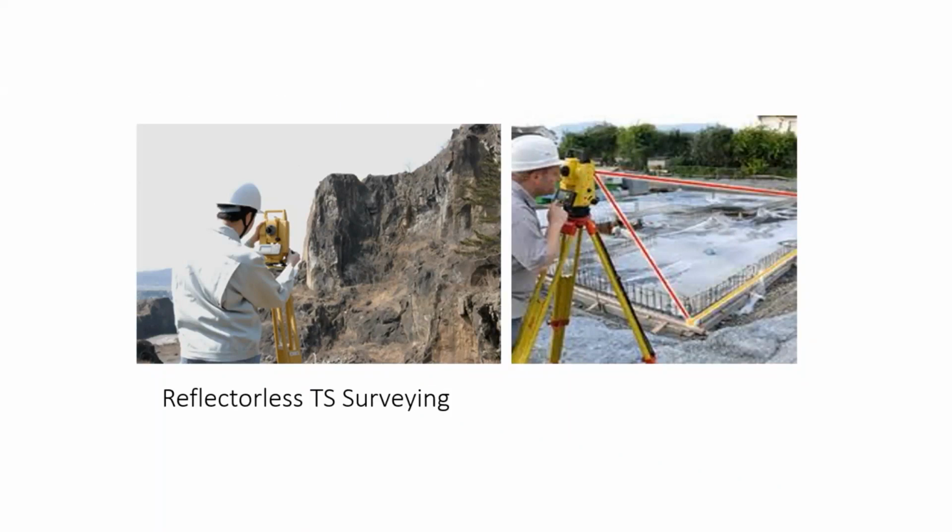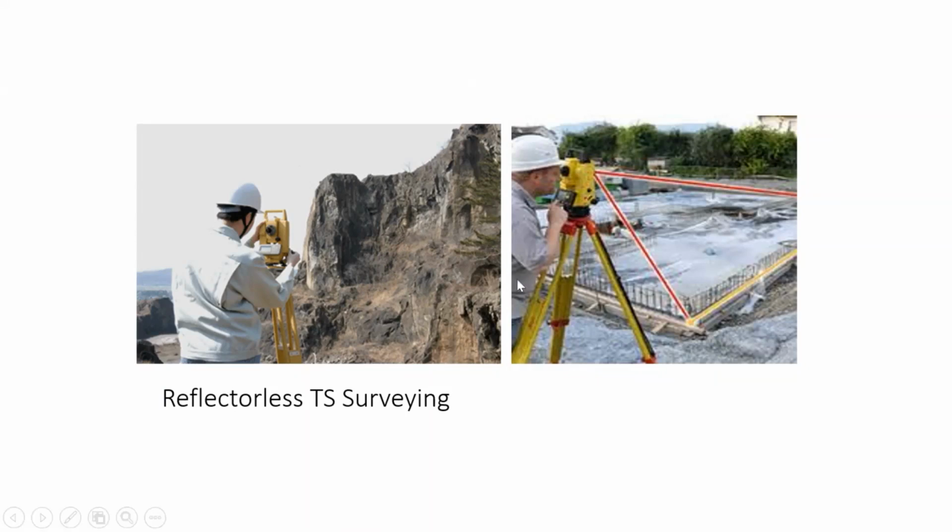There is an option in most of the total stations called reflectorless. So there is no reflector at all. Here you see in the first figure, there is an undulation or a rock. This rock can be plotted. So how much are the undulations? Suppose there is a landslide. The amount of landslide can be mapped, the amount of earth which has slid.